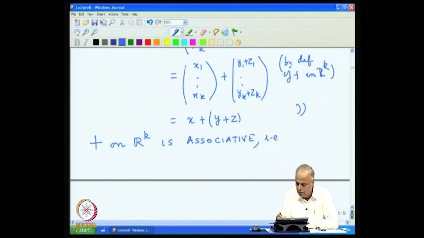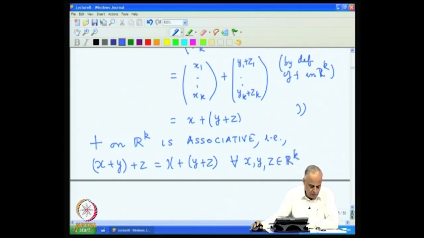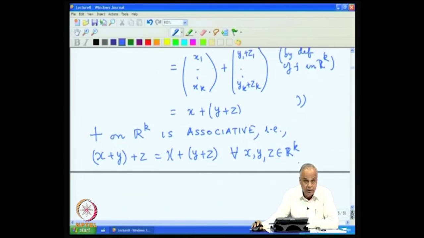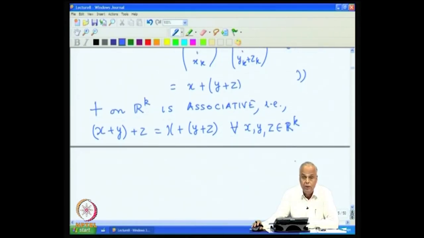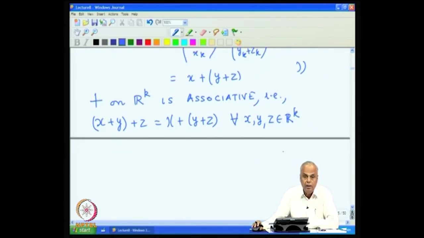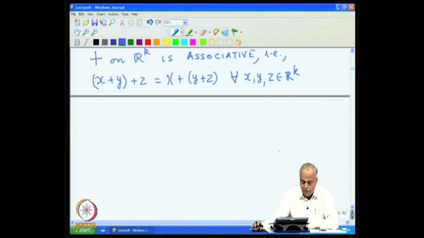That is, (x plus y) plus z is the same as x plus (y plus z) for every x, y, z in R^k. So, first we have defined the notion of addition, then we have observed that this addition is such that whenever x and y are in R^k, their sum is also in R^k, and then the addition obeys the associative law.